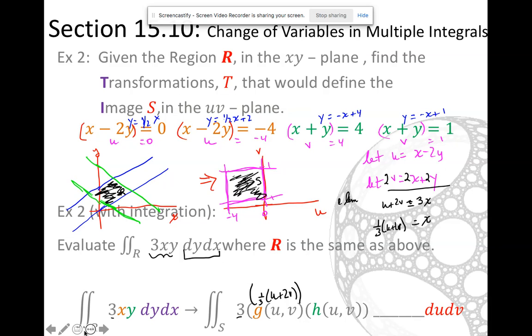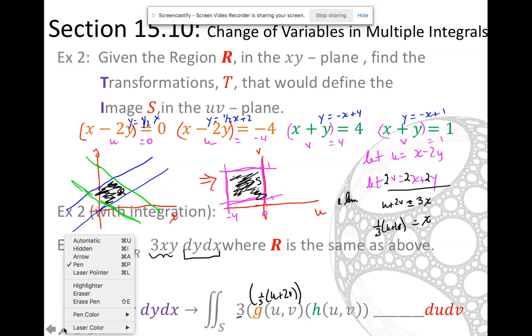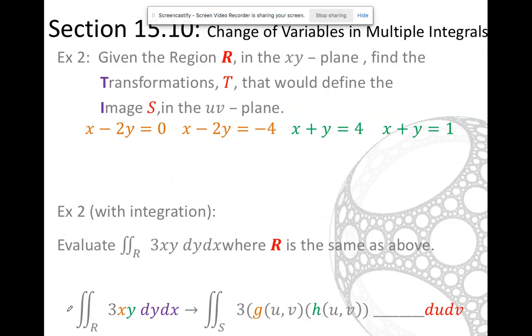Now I want to do the same thing. Crap, I didn't want to erase all of that. x is equal to 1/3 (u plus 2v). And then up here, and then I was going to do the same thing to eliminate x.